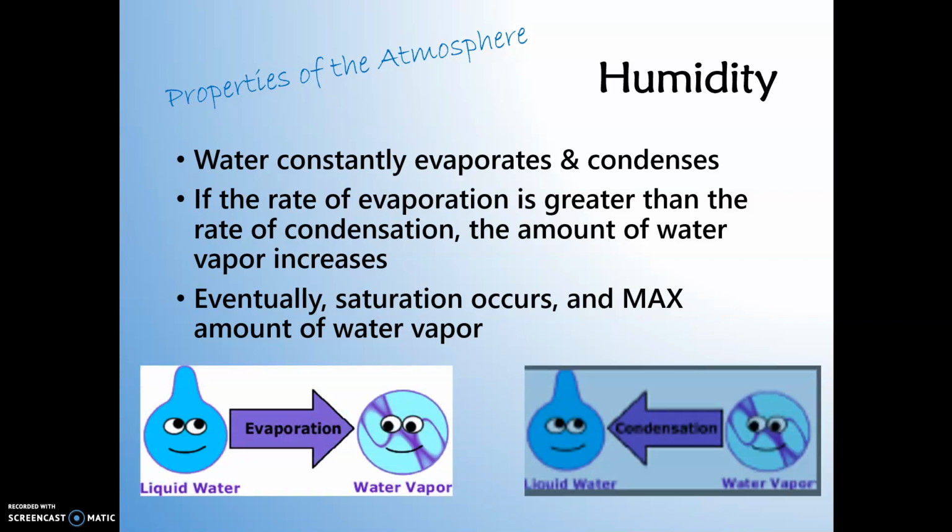But the key to this slide is to remember that we can have liquid water going to vapor, that's evaporation. We can also then have water vapor turning to liquid, that's condensation. And it's just a matter of the balance between the two. If we have more evaporation, then we have an increase in water vapor. If we have more condensation, then we have a decrease in water vapor.